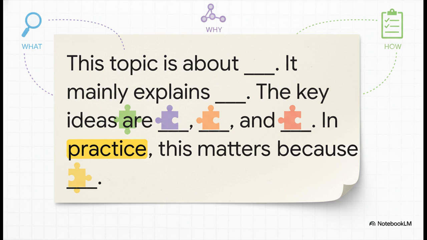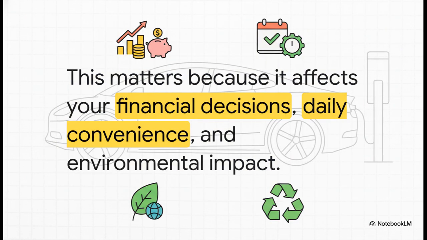You just fill it in, using your own words, pulling from the awesome insights you already organized in your three-box notes. The trick is to imagine you're explaining it to a friend who has no idea what you're talking about. So let's try it with our EV example. Using our notes, we could write something like this. This topic is about the practicality of buying an EV. It mainly explains the key factors of cost, charging, and technology. In practice, this matters because the decision affects your personal finances, your daily convenience, and your environmental impact.